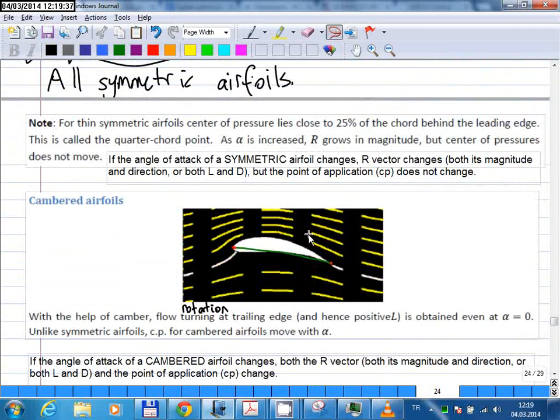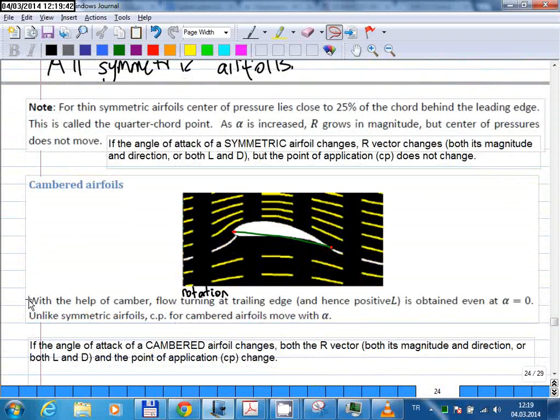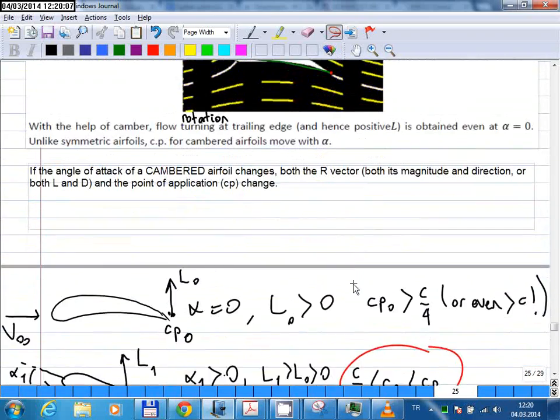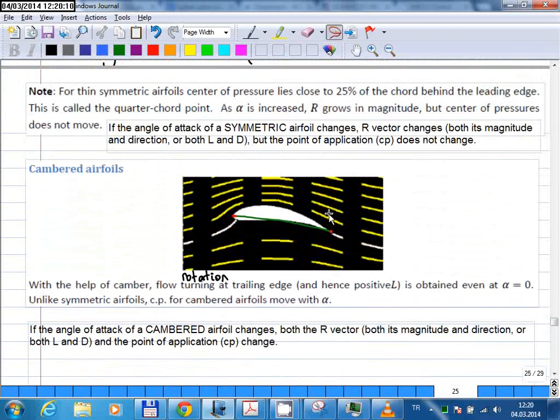Now, let's talk about cambered airfoils. So, with the help of camber, flow rotation can be obtained even at 0° angle of attack. Well, here there's a positive angle of attack in this diagram. But even when the angle of attack is 0, you can get a non-zero lift force. That's not the case for symmetric airfoils.